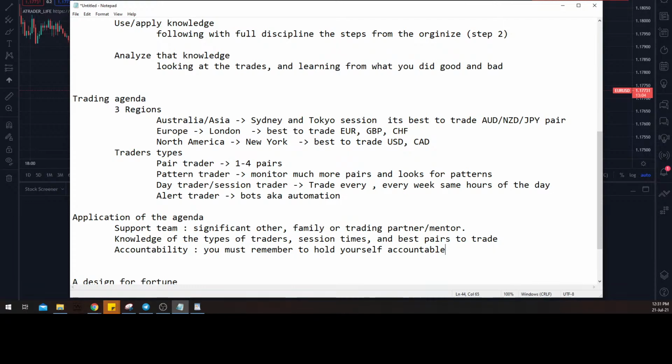Also, at the same time, another important aspect of accountability is not getting upset if sometimes your support team is going to point out your flaws. I understand that when you are struggling with your trading, we don't want to hold ourselves accountable, and we don't like the results of the analysis we are going to make, but this is actually the time when the support team and accountability matter the most.